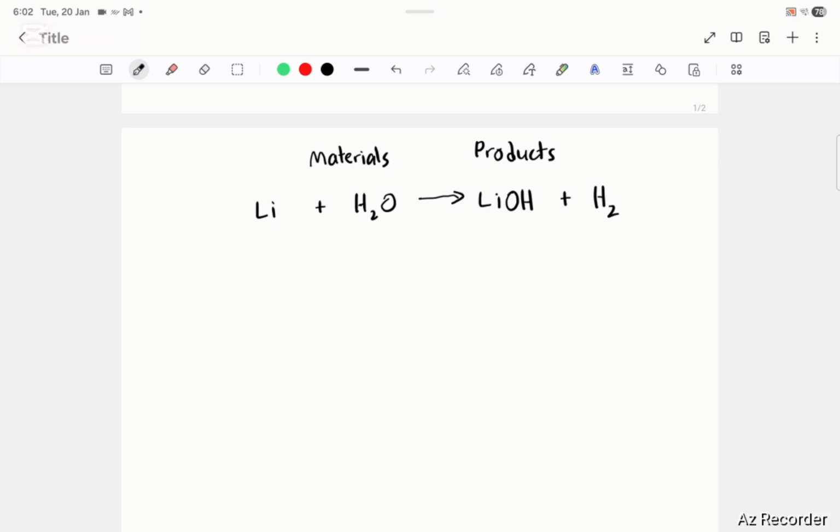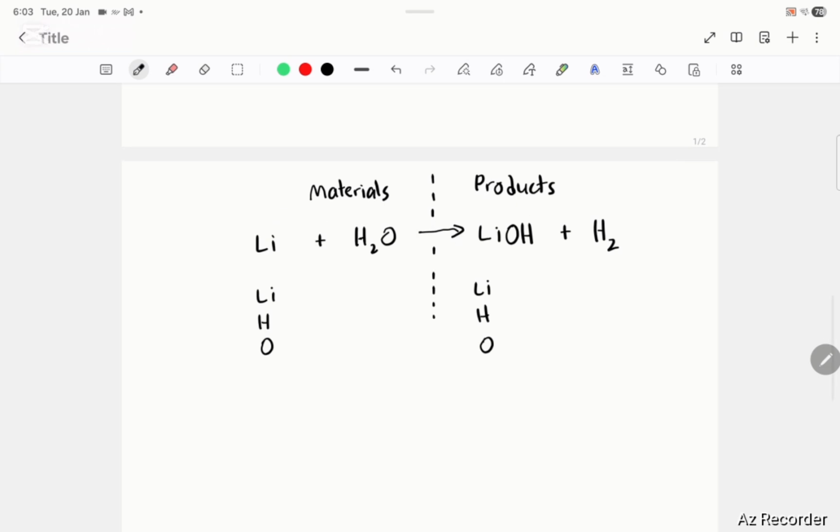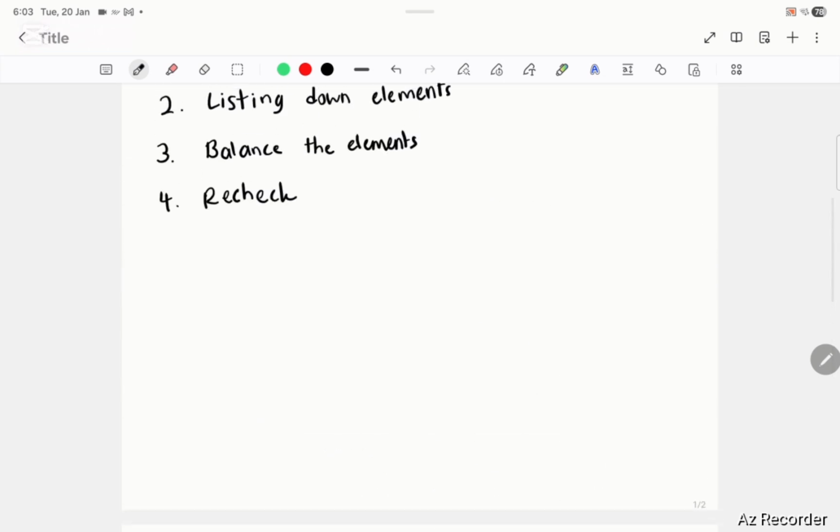So we just list down whatever elements are here. We can see lithium, we can see hydrogen, we can see oxygen. These 3 elements are involved in this reaction. So once we're done listing them down, let's write them down on both sides to make it easy. Now let's move on to the third step.